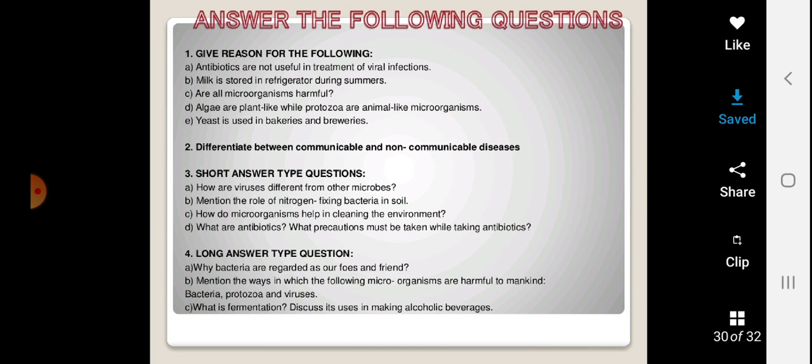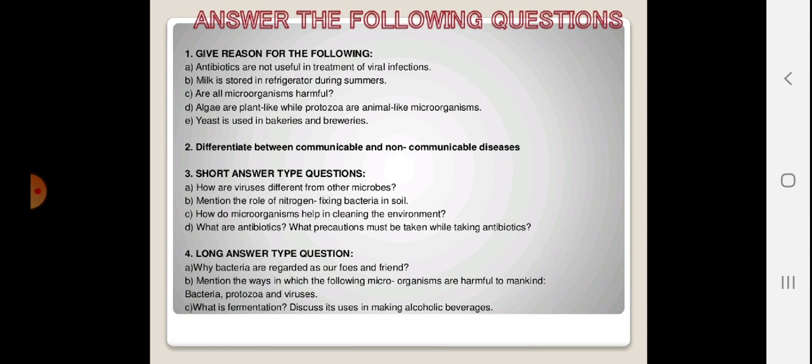Yeast is used in bakeries and breweries. Yes, we just discussed that when yeast is added to a sugar solution, it gets activated and starts multiplying and respiring, producing carbon dioxide gas, which makes dough or bakery items soft and fluffy, so we can enjoy our cakes and pastries.